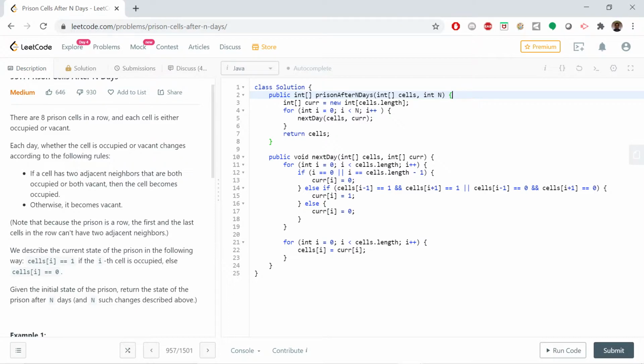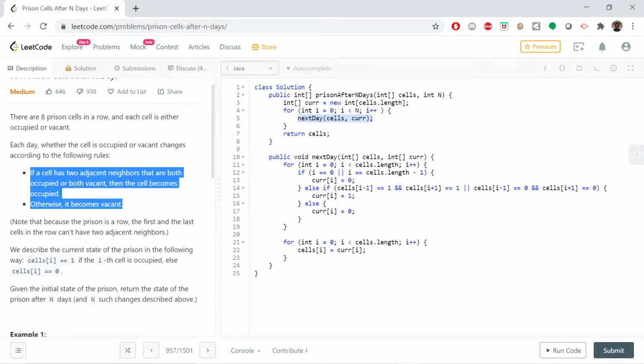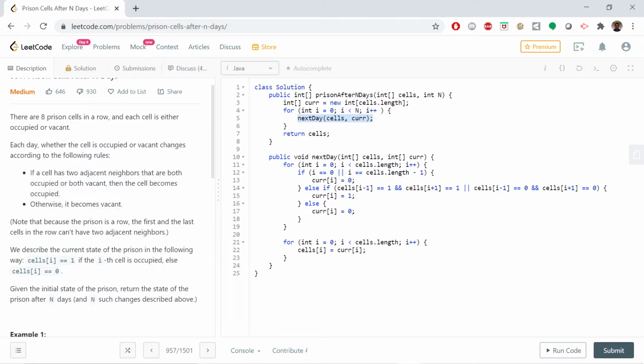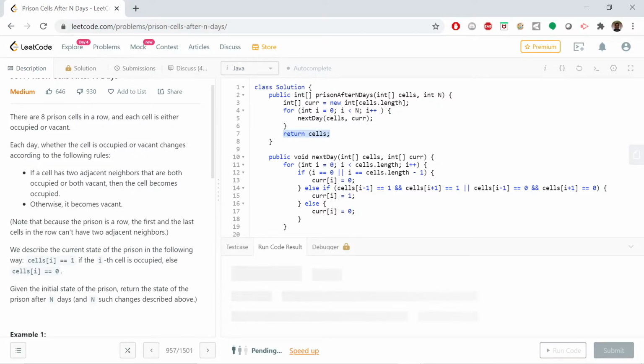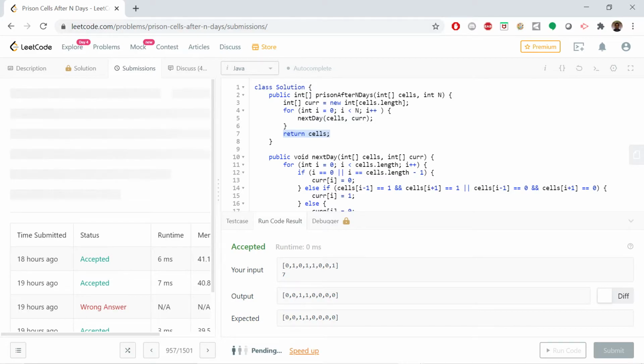Alright guys, so this is what our brute force solution will look like. We're iterating all the way through n, and at each iteration we have this next day helper function that will apply these 2 rules. If we are at a cell that has 2 adjacent neighbors that are the same, we'll make the current cell occupied, otherwise it'll become vacant. As you're going to see right here, it'll work for a small input size. When our input is 7, of course it'll have no problem at all. But as you will see shortly, it's just going to completely time out.